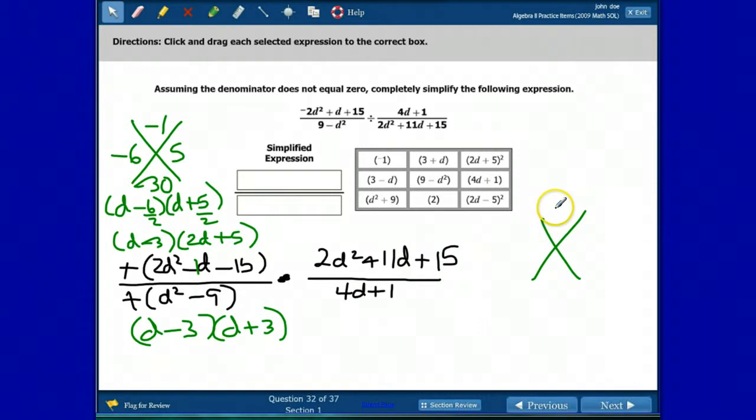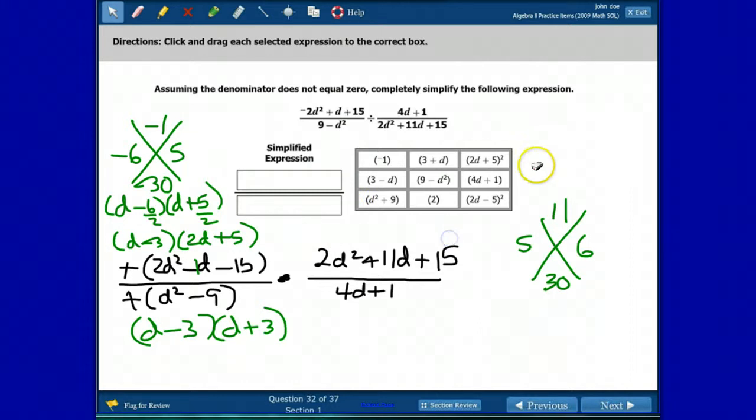My middle number goes here, and then I multiply these two, which gives me 30. Two factors of 30 to give me 11. Well, that's 5 and 6. So I'll do the same process as I did before, and let me erase because I need the space.